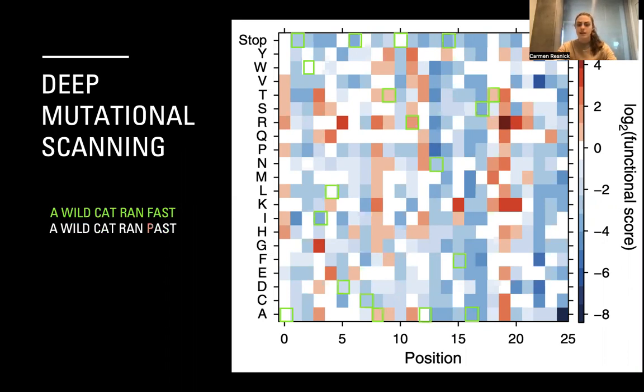Say we take this sentence and we exchange the F for a P. A P in the sentence makes the sentence a wild cat ran past. And this is now assigned a positive fitness score. This means that in the context of this sentence, a P in that position makes more sense to the sentence. But if we exchange the C for an H, we get a wild hat ran fast. It still is a complete sentence, but it makes a lot less sense. So it gets a negative fitness score.